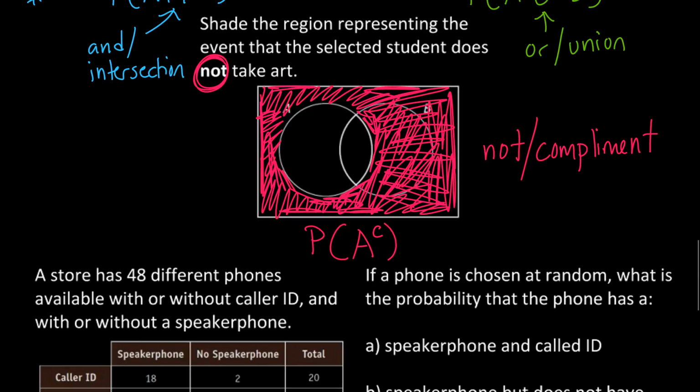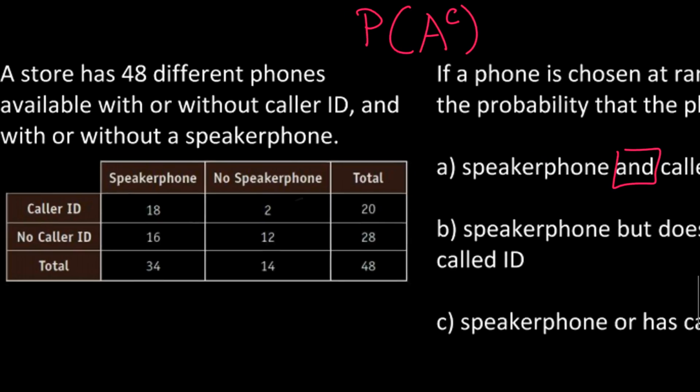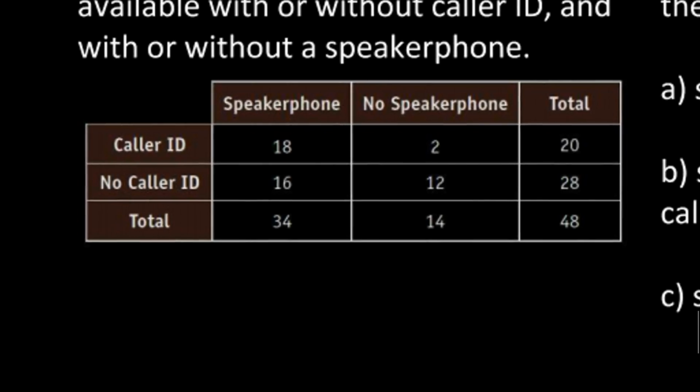So now we're going to look at this table to understand the differences between and, or, and not a little bit better. A store has 48 different phones available with or without caller ID and with or without a speakerphone. If a phone is chosen at random, what is the probability that the phone has a speakerphone and caller ID? So let's look at this table. What number do you think depicts caller ID and speakerphone, or the intersection between those two?